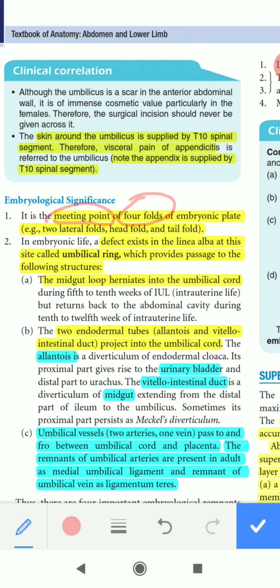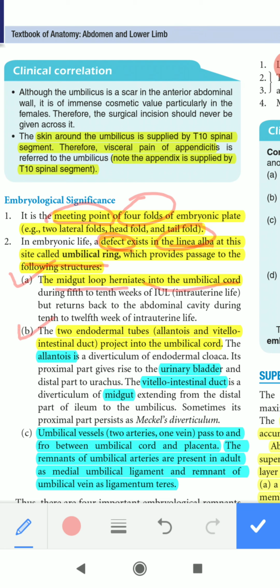Number 2, in the embryonic life, there is a defect in the linea alba at this umbilical level. It is called the umbilical ring, which provides passage to some important structures. So in the embryonic life, at the level of the umbilicus, there is a defect in the linea alba, and through this defect some important structures pass. What are the important structures? Number 1, the midgut loop, which herniates into the umbilical cord.